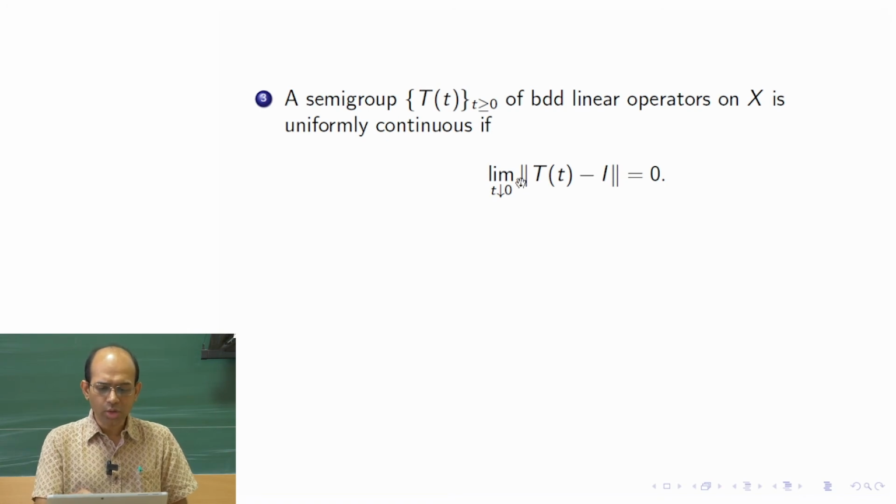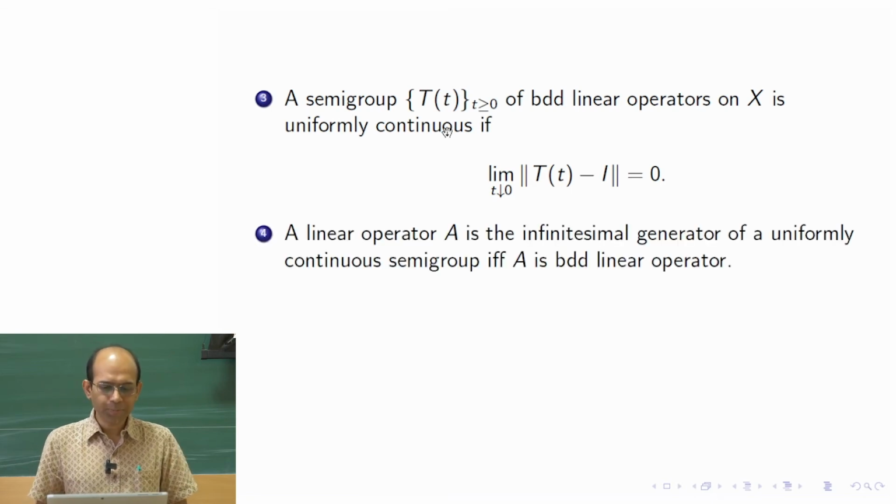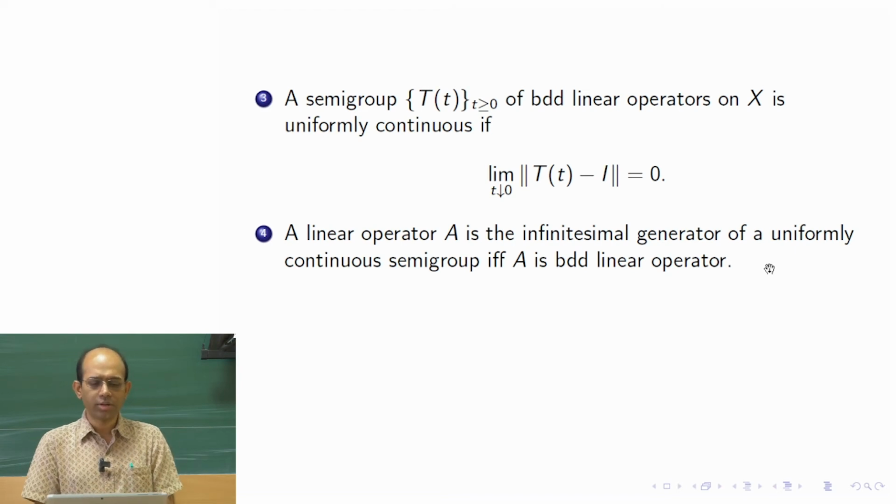That is going to give me the norm on B(X). So in that norm, if we take the limit as t tends to 0 and that goes to 0, then we say that this is a uniformly continuous semigroup. A linear operator A is the infinitesimal generator of a uniformly continuous semigroup if and only if A is a bounded linear operator. Okay. So this is a very important result.